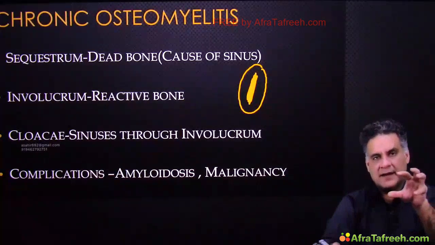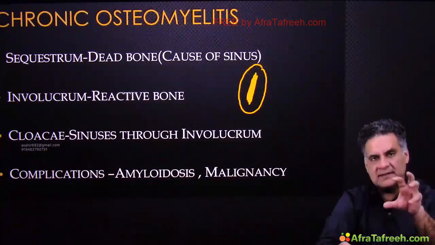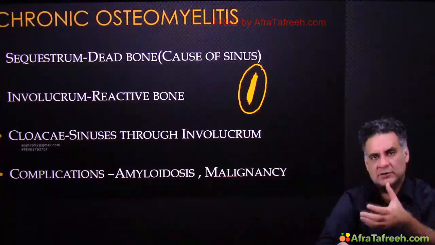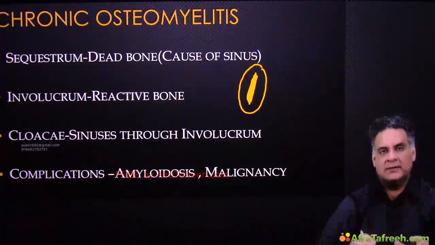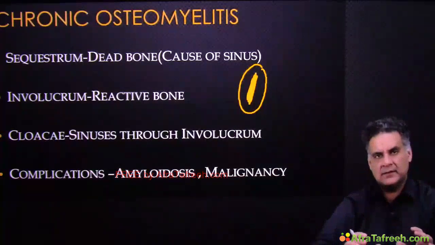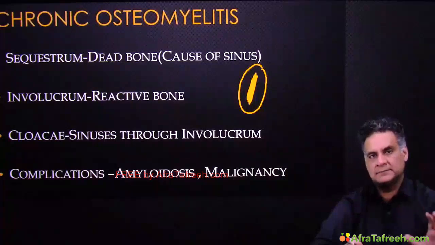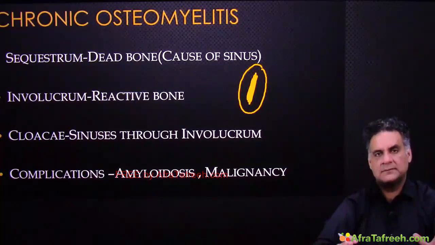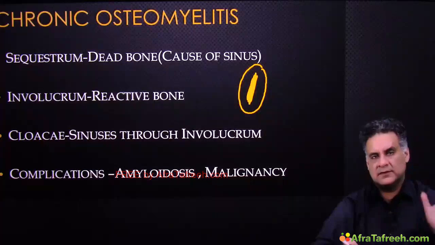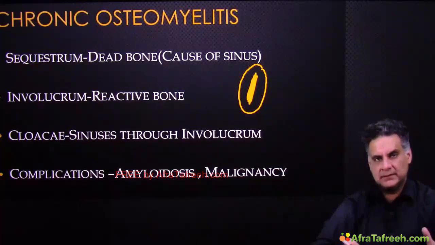Whenever there is a blood supply to the bone, it makes it porous and creates osteopenia. More blood supply, more osteopenia. Less blood supply, the bone will become more white, radio-opaque. So the sequestrum looks white on X-ray. It is light and white.